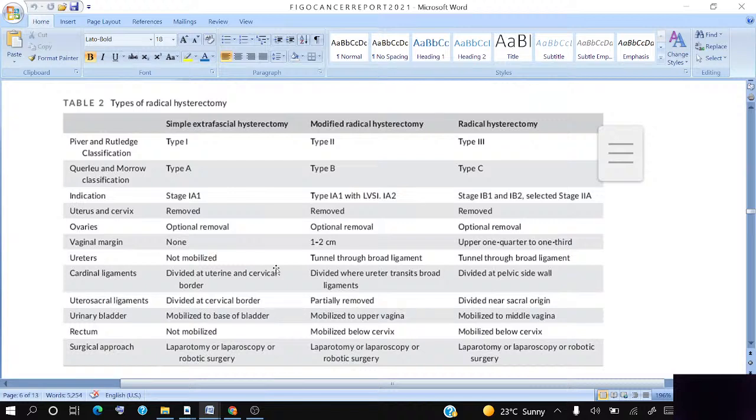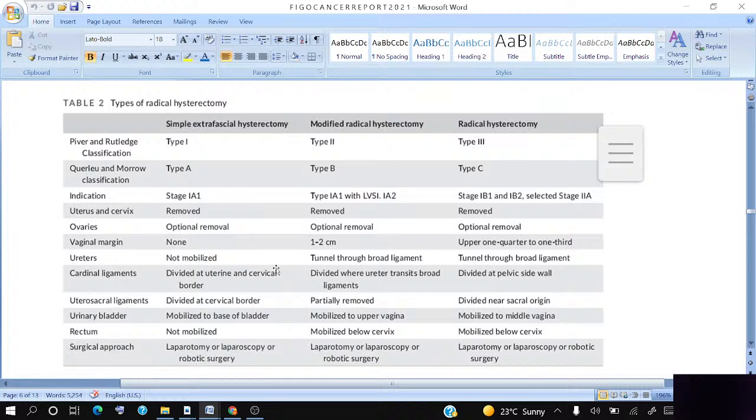If we look at the Piver-Rutledge classification, the simple extrafascial hysterectomy is type 1, the modified radical hysterectomy is type 2, and the radical hysterectomy is type 3. Then we come to the Querleu-Morrow classification. These give another classification: type A, type B, and type C.